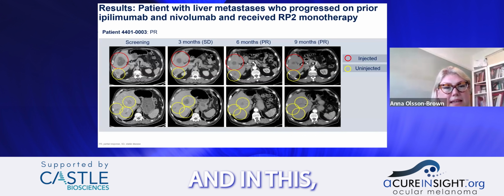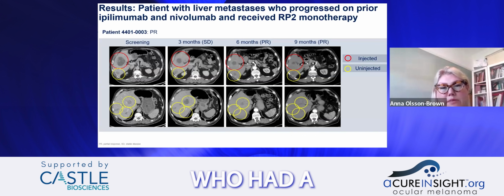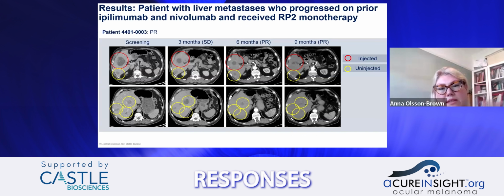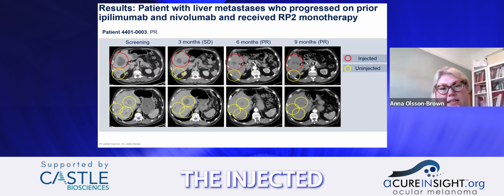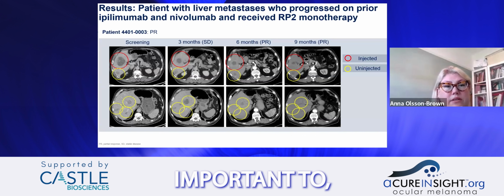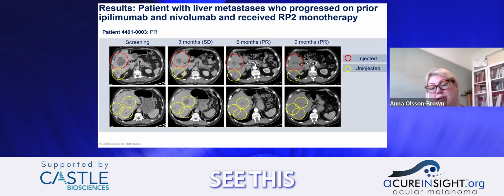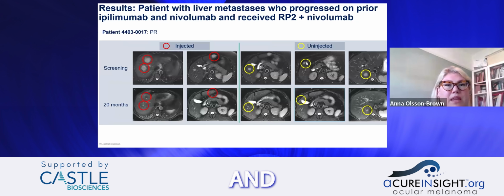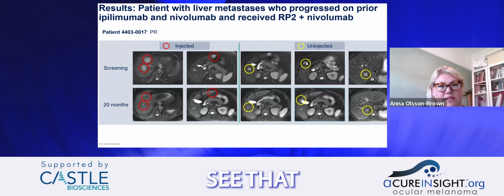And you can see in this patient here who had a partial response, you can see responses in both the uninjected and the injected lesions, which is important to notice that we do see this sort of abscopal effect, and again you can see that as well.